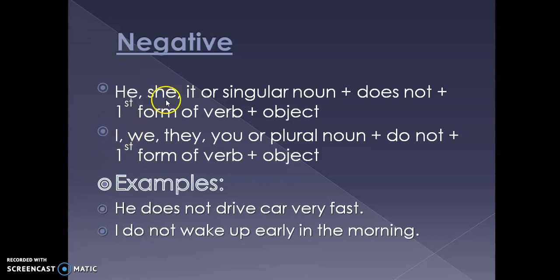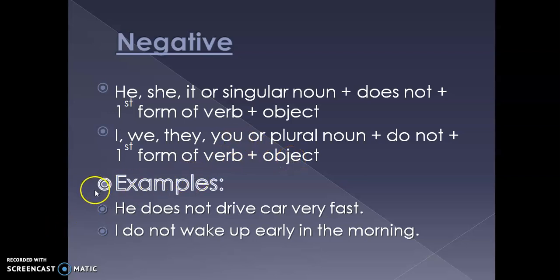Let's move to the negative sentences. If it is he, she, it or singular noun in the subject, then we use does not, first form of the verb and object. S or es is only used in the affirmative sentences. That s or es moves to the does. If it is I, we, they, you or plural noun, we use do not, first form of the verb and object.